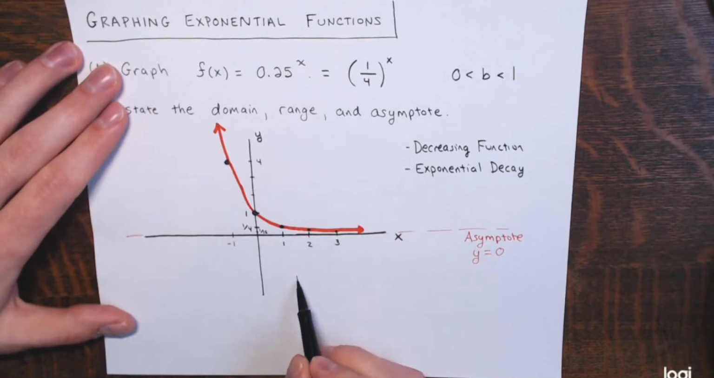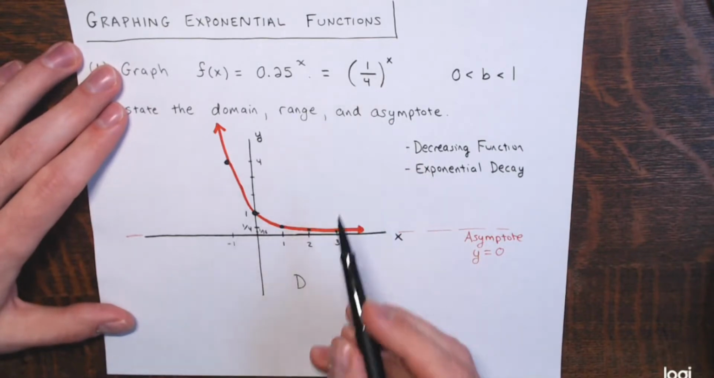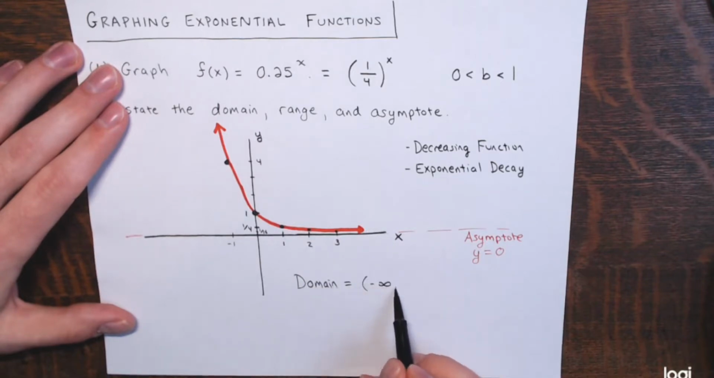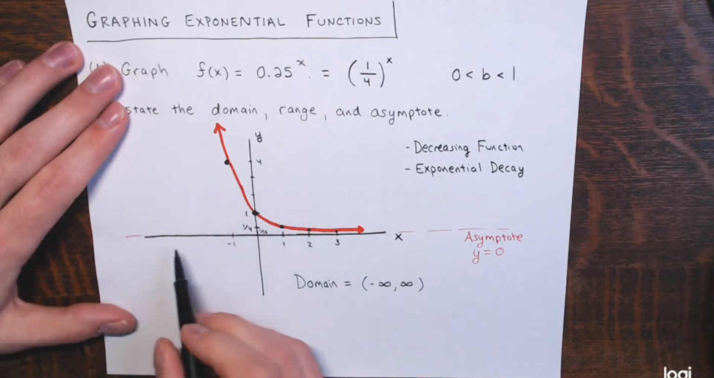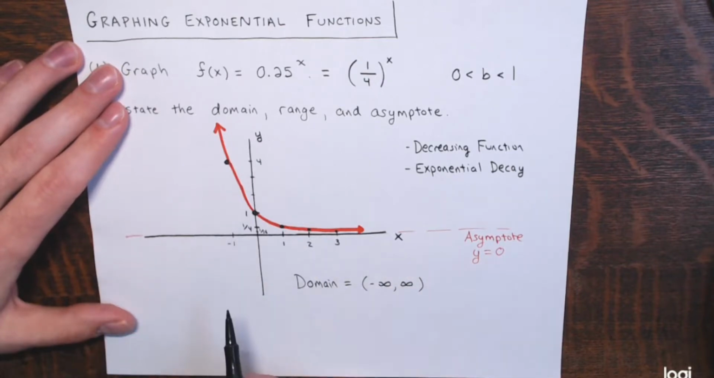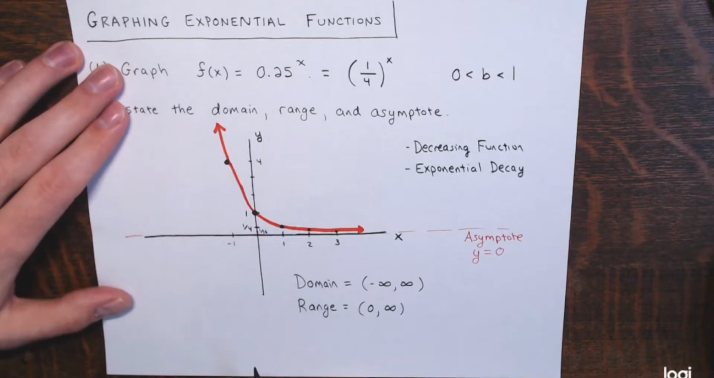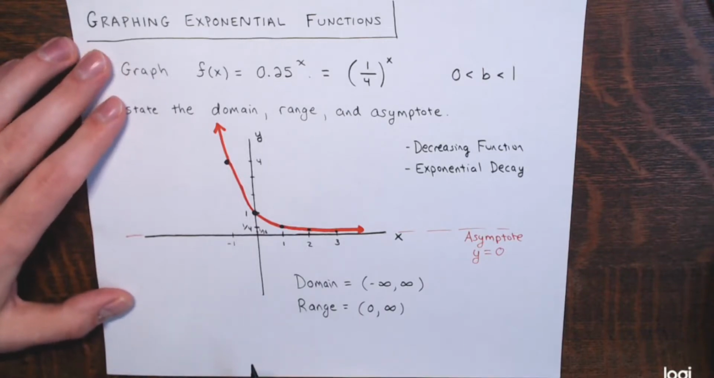And as with all those parent functions, those basic b to the x functions, the domain of an exponential function is all real numbers. Right, so you can plug in anything from negative infinity to positive infinity on the x-axis. The range, as with all the parent exponential functions, is only positive numbers. Right? Everything above 0 is an output, but not 0 itself, and nothing below 0 is an output. And I already mentioned the asymptote. Okay.